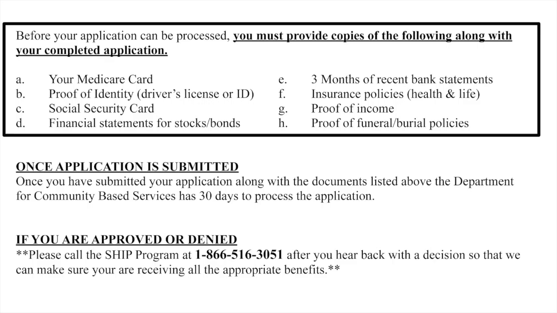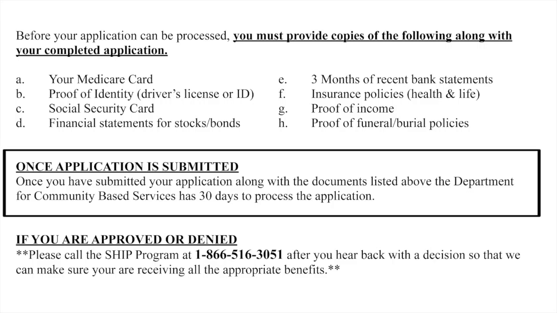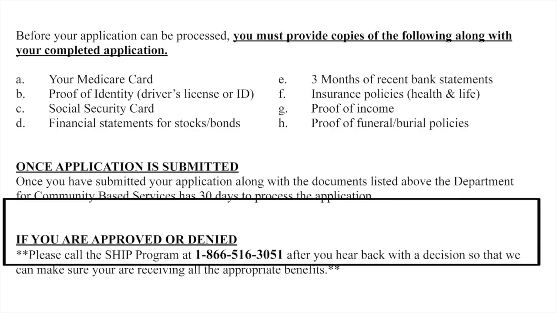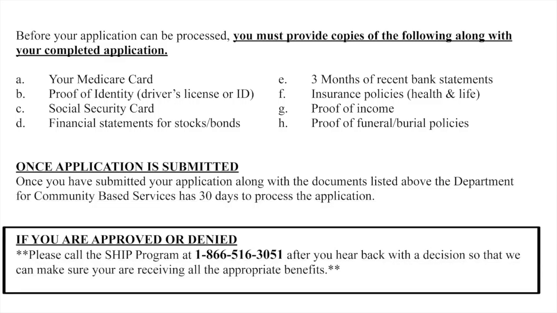If copies are not included with the application, it will not be processed appropriately, and they will get a request for information from the DCBS office, which would hold up their processing time. Once that has all been submitted, DCBS has 30 days to process the application. We suggest that they call us back just to make sure that it was the appropriate response from DCBS, and if there are any other benefits that they should have applied for that we can assist them with.